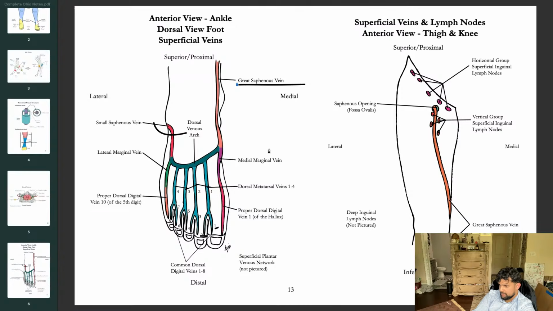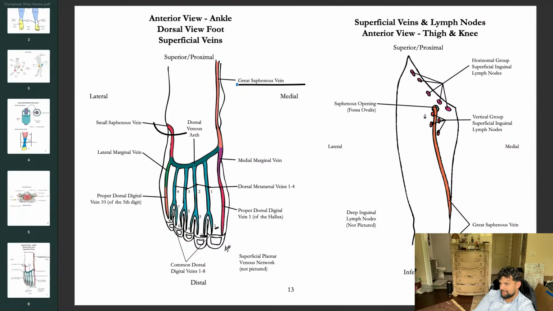So now let's just do a problem. Lymphatics from the medial side of the toe are going to go upwards, proximal. Veins in the foot are going to go proximal. Another special thing about the venous system in the foot is it drains from deep to superficial, unlike the rest of the body, which is superficial to deep. That's just an interesting point. Just know that. And obviously here you have the vertical superficial inguinal lymph nodes and the horizontal superficial inguinal lymph nodes.